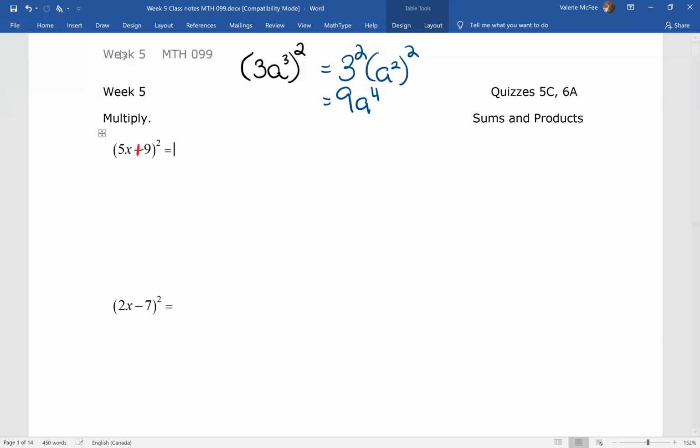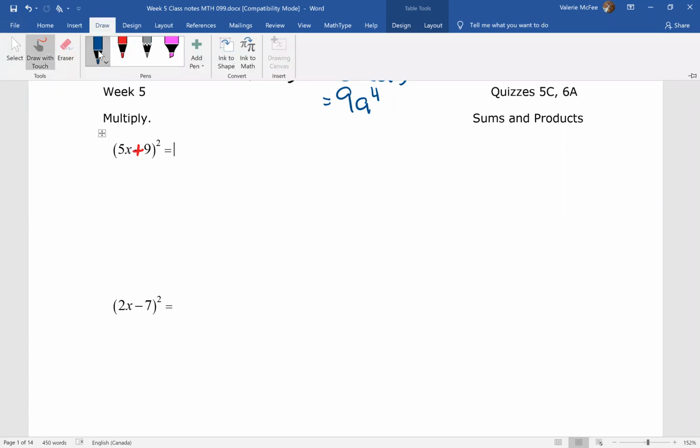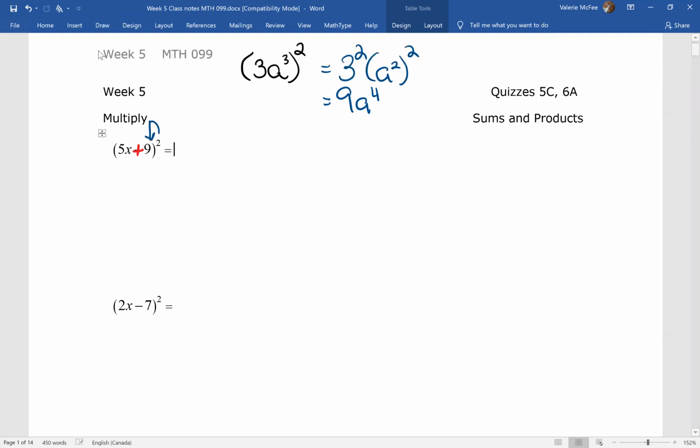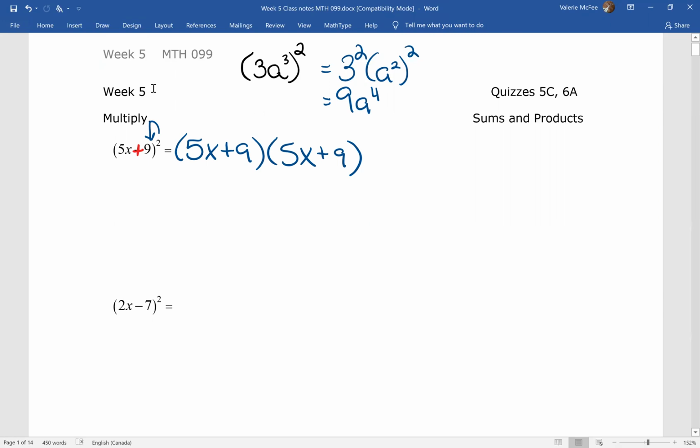So whenever you have more than one term inside the bracket, we need to be very careful. So we're squaring a binomial. We said when we were talking about powers and exponents that that exponent squared everything it was beside. It's beside a bracket. So we have 5x plus 9 times 5x plus 9.